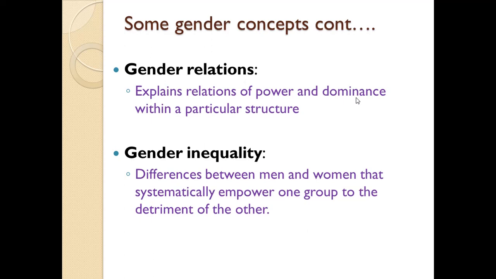We have gender inequality, which relates also to inequities and inequalities. So these are differences between men and women that systematically empower one group to the detriment of the other. So again, you could have interventions that are implemented, and then at the end of the day, they would benefit or empower men more than women, and yet that may not have been your intention, of course. So that could be one of the unintended outcomes of your intervention, if your intervention is benefiting more men than women, or more women than men.